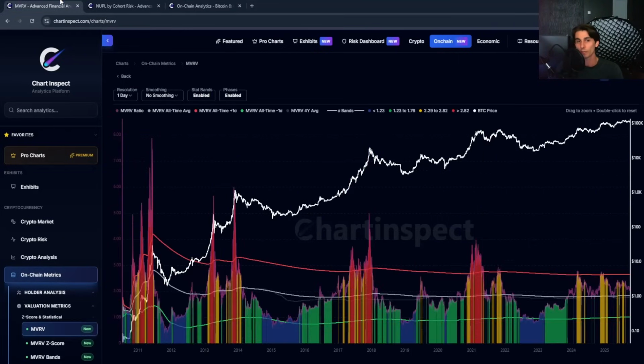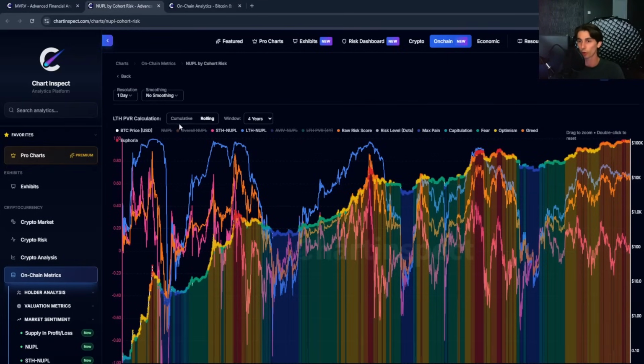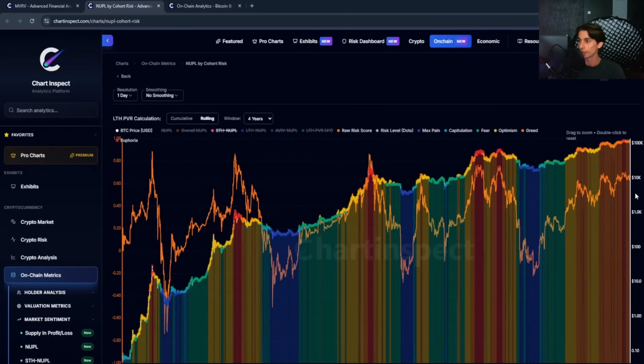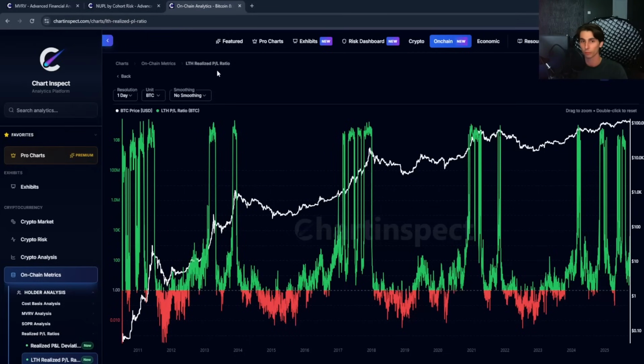So the MVRV, I'm looking at it to push into these statistical bands here on the +1 standard deviation. The NUPL cohort, I'm looking for it to go above around 0.75, 0.7 risk. So right now it's currently at around 0.682, right? And then the long-term holder realized profit and loss, I'm looking for this to start seeing conviction holders aggressively start to take profits. And historically, when all these three flash at the same time, that's marked pretty high major cycle peaks, right?